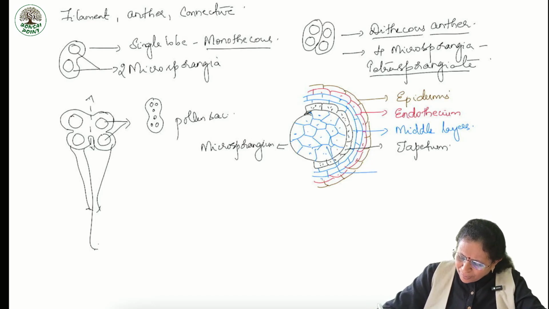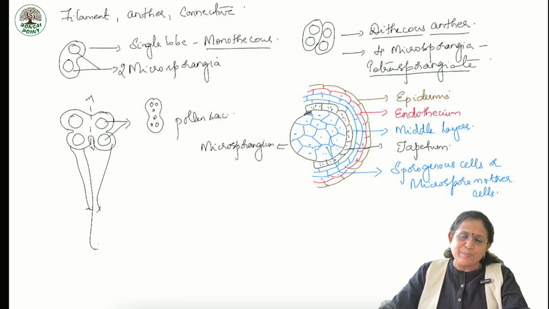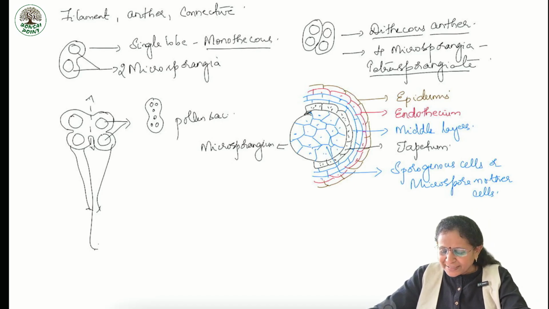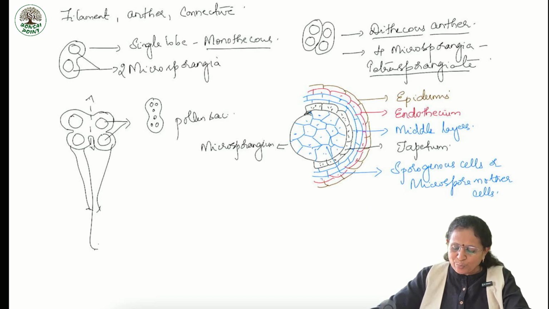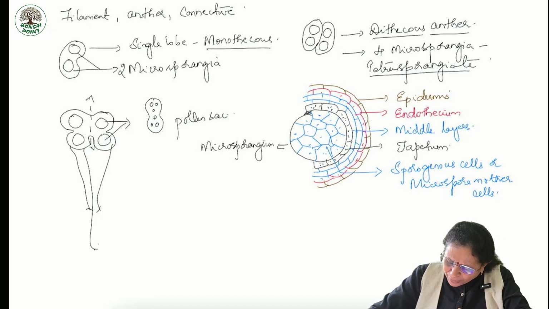Okay, what are these called? They are called sporogenous cells or microspore mother cells. Or even pollen mother cells, because in future it produces pollen grains. It is called microspore mother cells because at first it produces microspores. Okay, this is a single microsporangium. It is the section of a microsporangium.